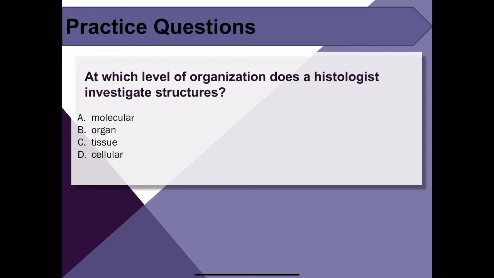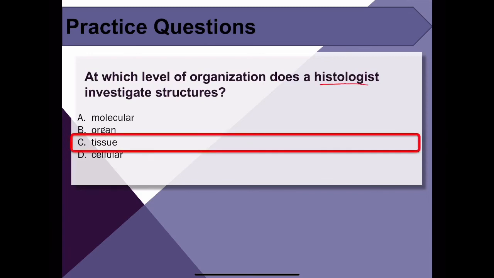So at which level of organization does a histologist investigate structure? Histologist, so tissue. If it's cellular, what should it be? Cytologist, right? So cytology and histology are the two subdivisions of microscopic anatomy.